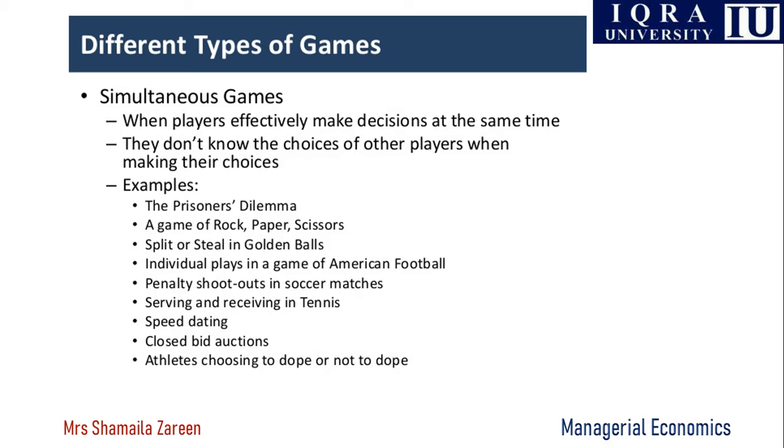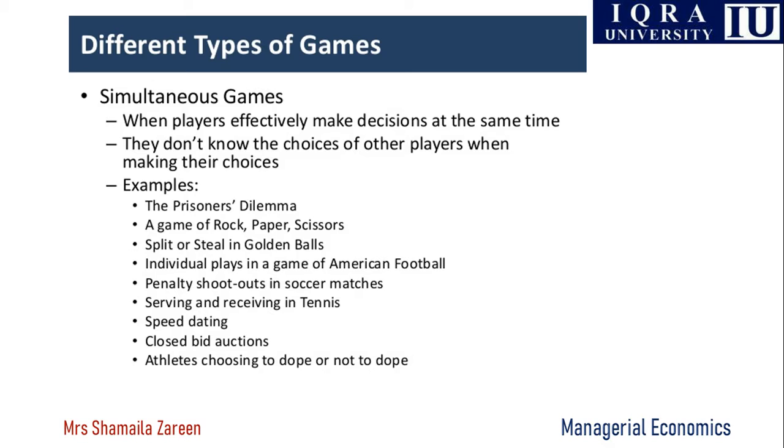The first game that we have discussed was the prisoner's dilemma. This is a simultaneous game where one player has no idea about the move or the decision of player 2. What would be the decision taken by player 2? Player 1 has no idea. And what would be the decision taken by player 1? Player 2 has no idea.